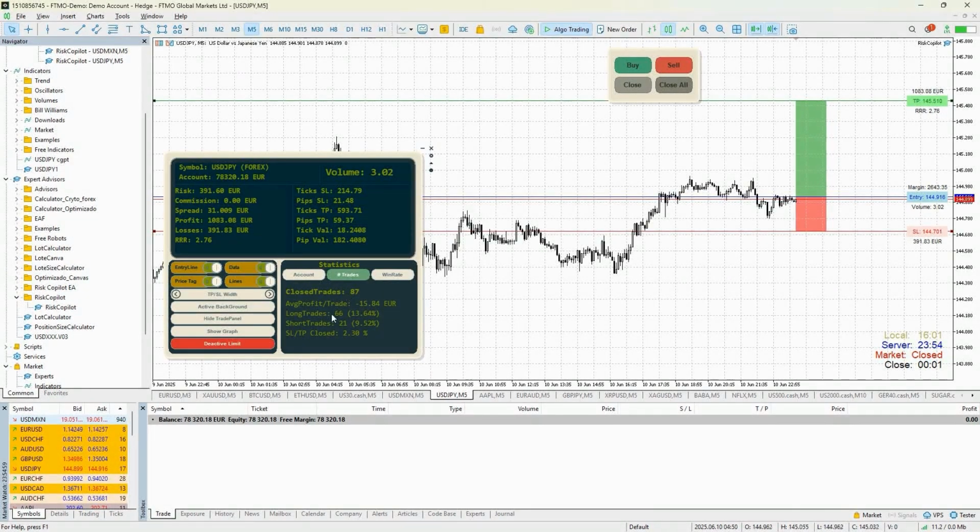Now, number of trades. How many trades have I closed? 87. What was the average of each trade? Right, the average profit or loss of each trade. How many long trades have I made? What was their winning percentage? How many trades for sale? And what has been your winning percentage? And how many trades have been closed manually or in a stop-loss manner?